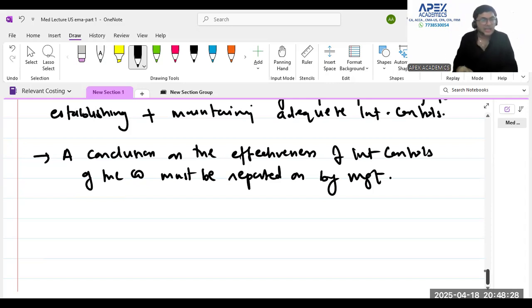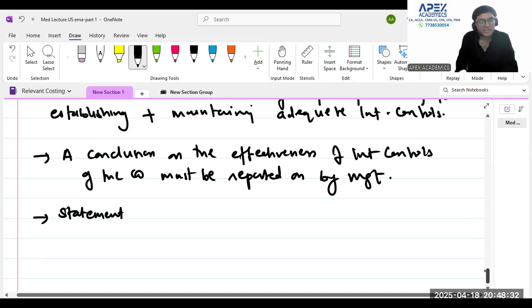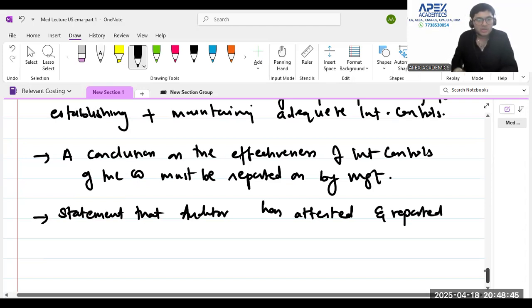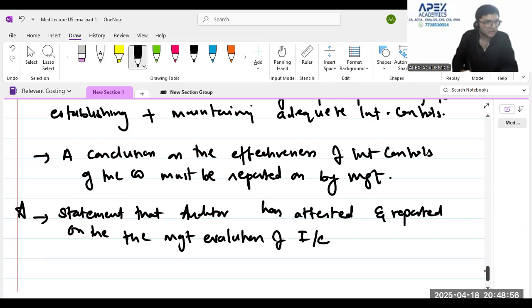Next, there has to be a statement that the auditor has attested. Attested means signed off. Attested and reported on the management's evaluation of internal controls. Sir, these are very important statements.